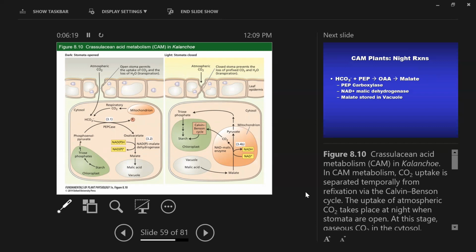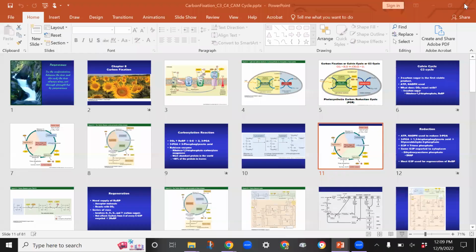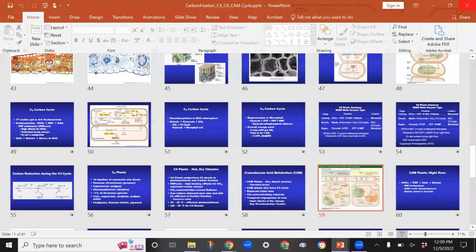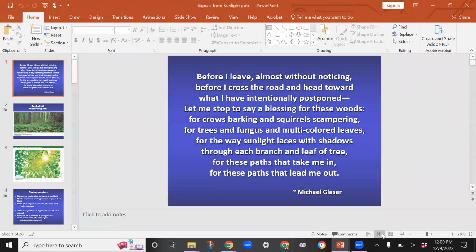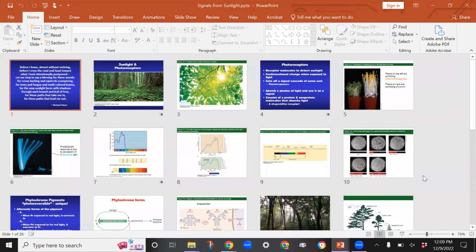All right. Well, then we got into the next slide set. We were looking at sunlight and how plants respond to sunlight. So for that one, I want you to think about photoreceptors again. So the definition of photoreceptors.